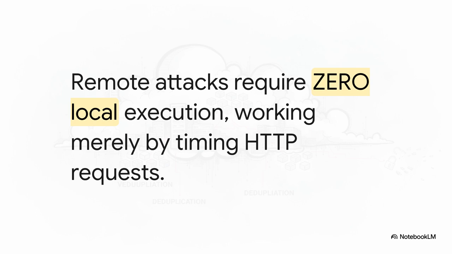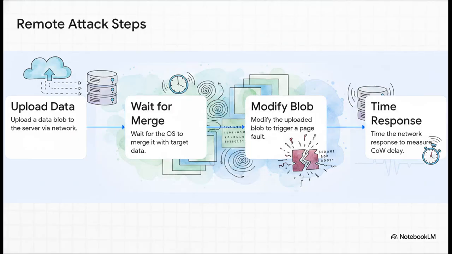They literally just send regular HTTP/1 or HTTP/2 network requests and measure the exact time it takes for the server to reply. Okay, so let's walk through exactly how this remote heist works, step by step. First, the attacker uploads a data blob to a server. Second, they just wait for the server's OS to merge it. Third, they send another network request to modify that blob. And finally, they time the response.